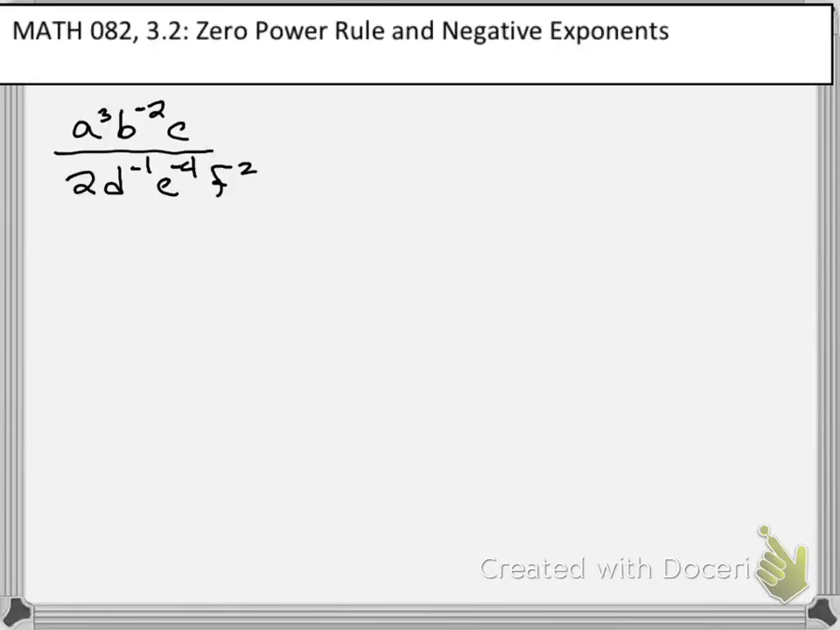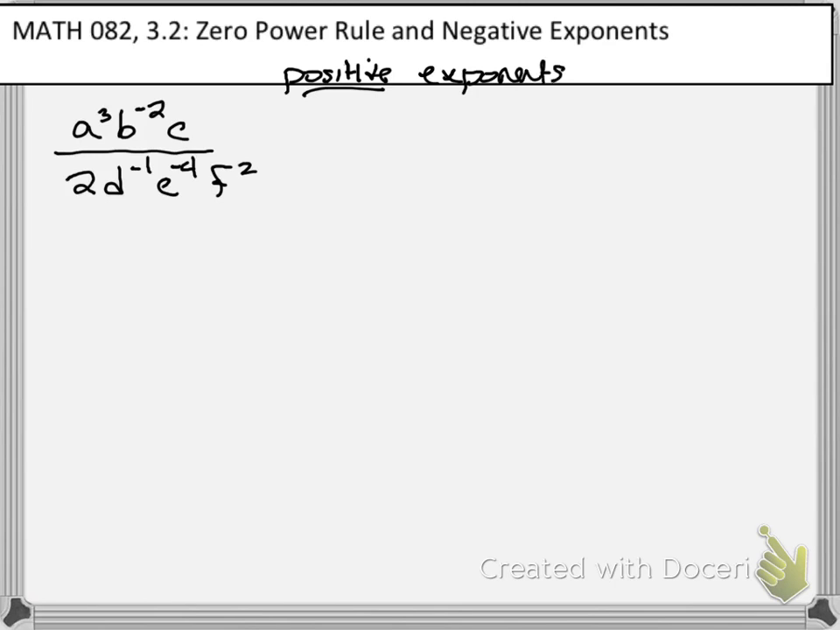Hello everyone, this is another Math 082 video, 3.2, and we'll be doing an example using the zero power rule and negative exponents. So I wrote down an example. What I didn't write down is that we are asked to express this whole expression using only positive exponents.